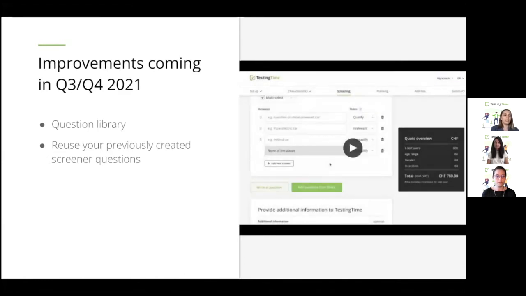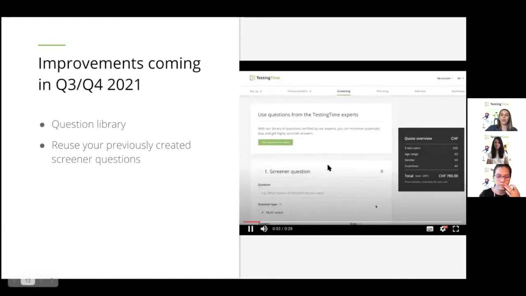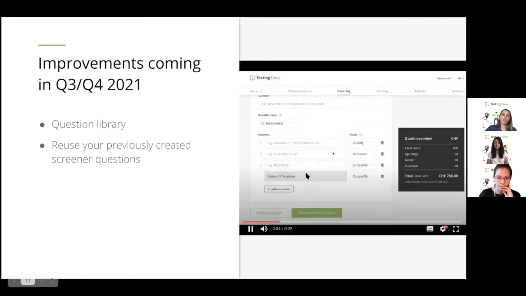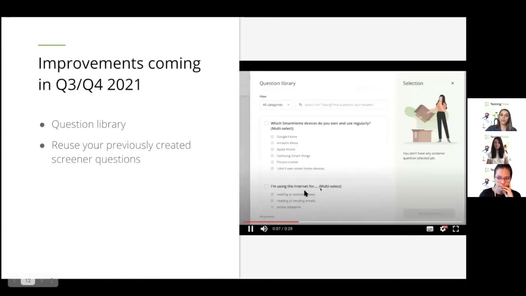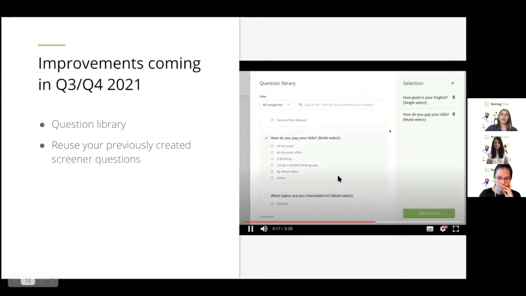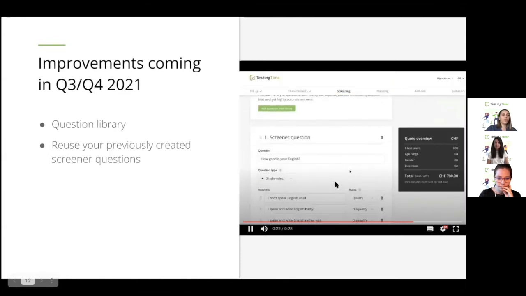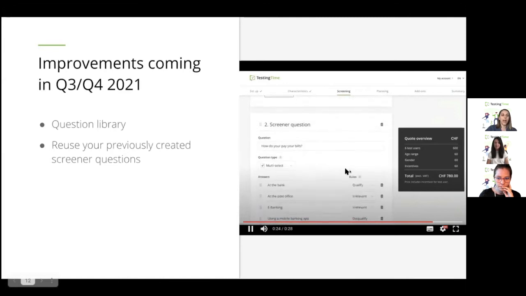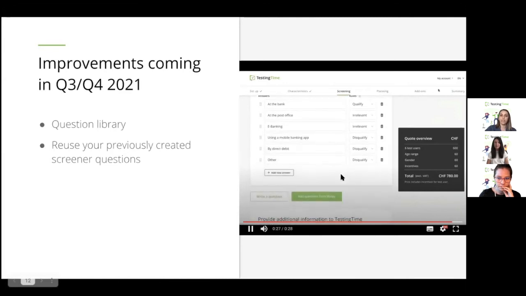Following this direction, the product team is currently working on the question library, where in the first release, and you can see here the demonstration of how you can access the question library, we're going to offer our top questions that our customer success team is using today. They are ready-made questions from our experts, and if you use them, you can minimize systematic bias and get highly accurate answers from our test users.